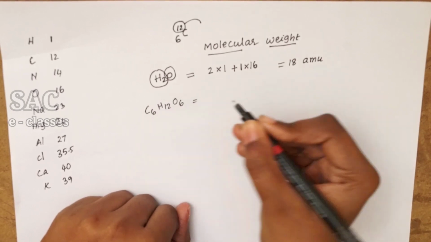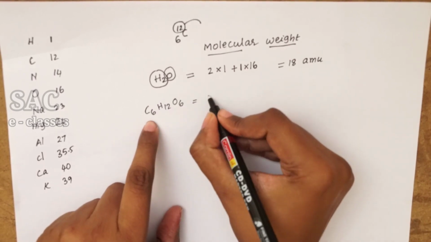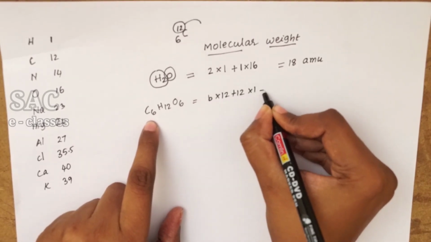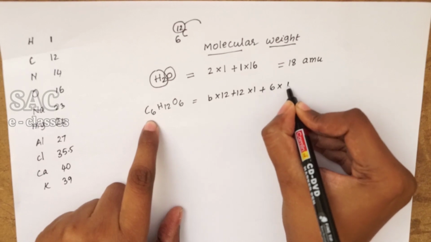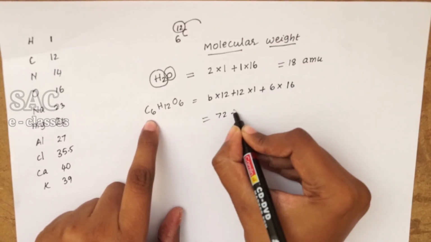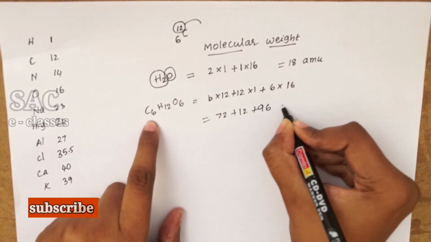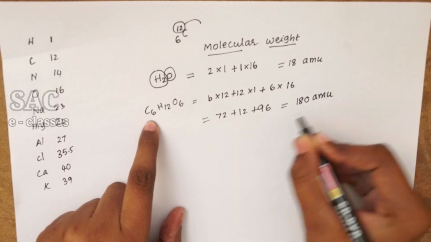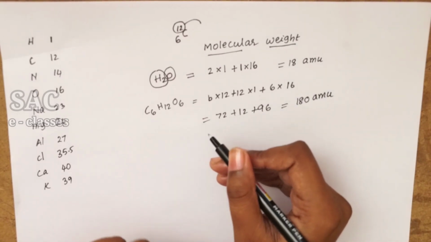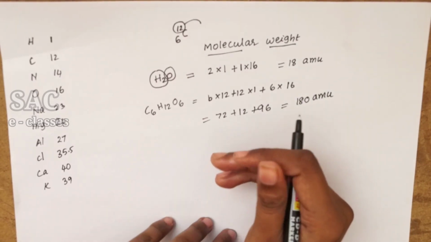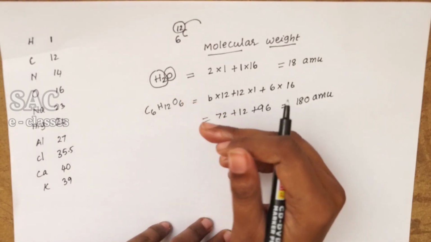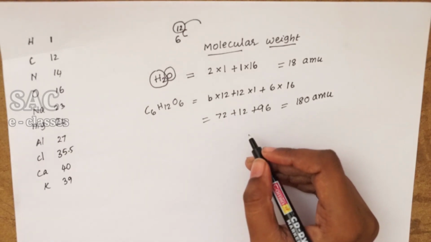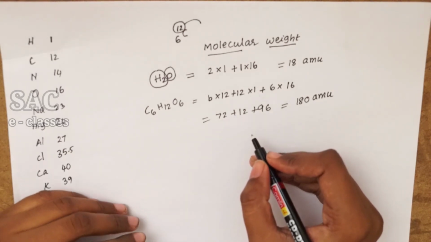Maybe let me take glucose, C6H12O6. Now how many carbon atoms are there? 6. So 6 into 12 plus 12 into 1 plus 6 into 16. So 72 plus 12 plus 96. You will get a total of 180 atomic mass units. Then, if the molecular weight of any substance or compound is expressed in grams, we call it gram molecular weight or gram molecule or a mole.